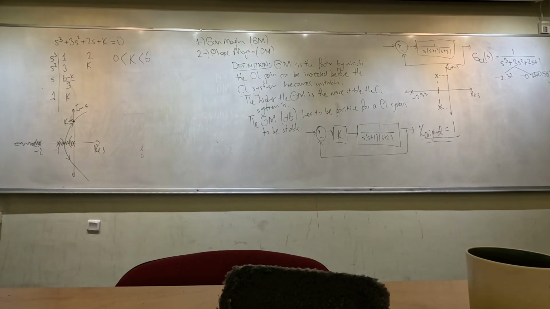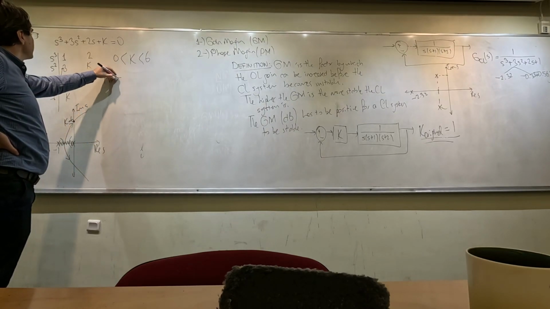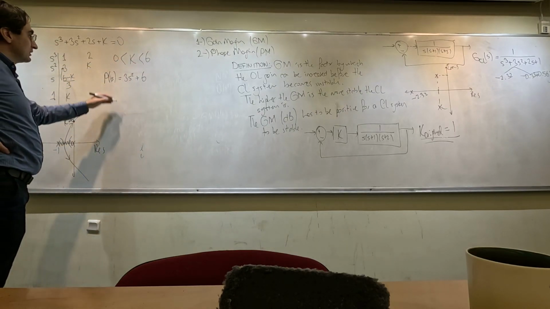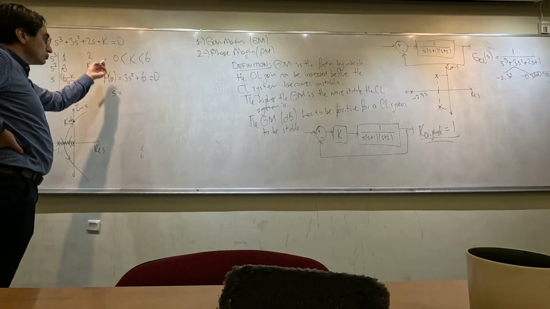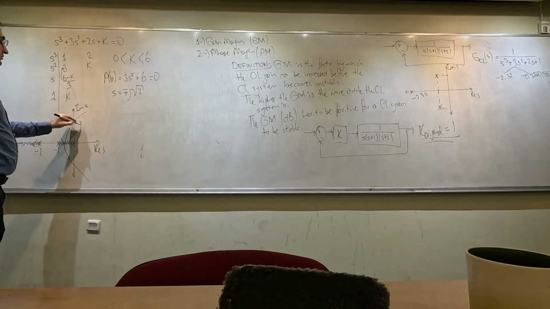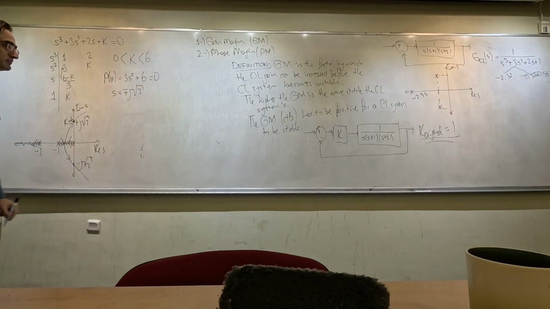How do you know? The s squared polynomial. Yes, I go one row up. This is the second type of difficulty. So I have the auxiliary polynomial p of s is equal to 3s squared plus k, with k equal to 6. The roots of this are at plus minus j square root 2. Here I have plus j square root 2, and here I have minus j square root 2. So we see that at k equal to 6, the closed loop system becomes unstable.